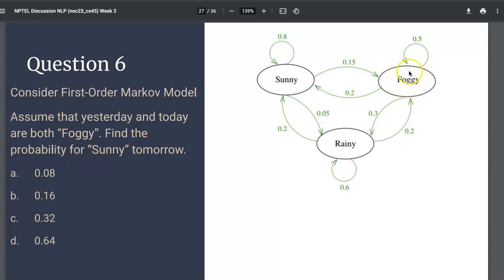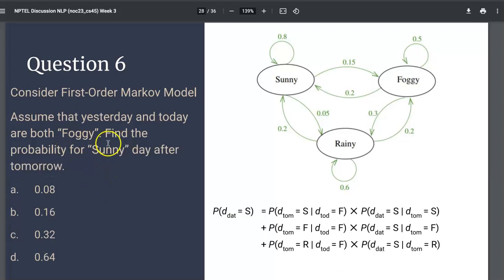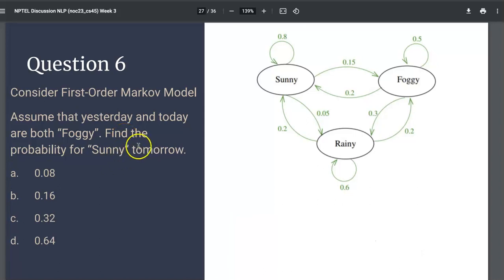So if we know today is foggy, then what is the probability tomorrow will be sunny? 0.2. So the answer will be 0.2. But I guess this question is wrong. There is a larger part, so the actual question is this. If nothing else is given, the actual answer is 0.2. Because today is foggy, tomorrow will be sunny with the probability of 0.2.